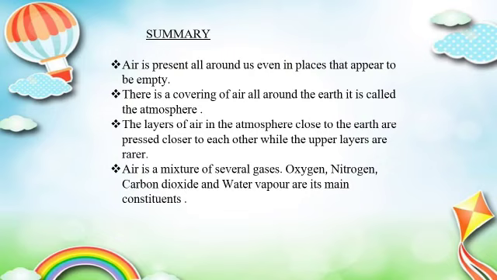The layers of air in the atmosphere close to the earth are pressed closer to each other, while the upper layers are rarer. Air is a mixture of several gases: oxygen, nitrogen, carbon dioxide and water vapor are its main constituents.